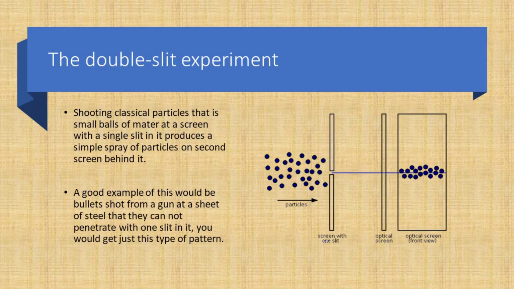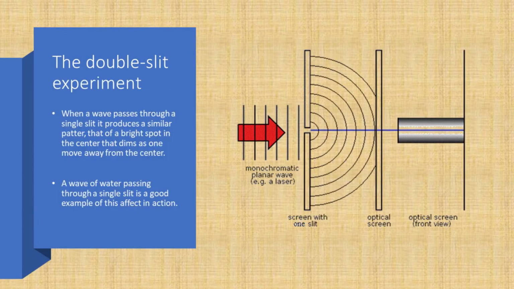Shooting classical particles, that is, small balls of matter, at a screen with a single slit in it produces a simple spray of particles on the second screen behind it. When a wave passes through a single slit, it produces a similar pattern, that of a bright spot in the center that dims as one moves away from the center. A wave of water passing through a single slit is a good example of this effect in action.